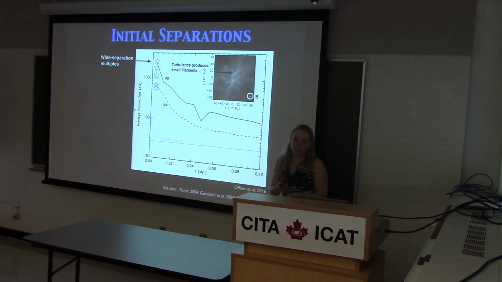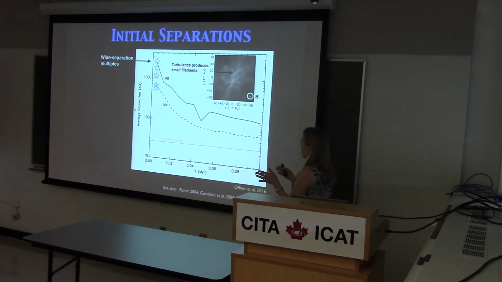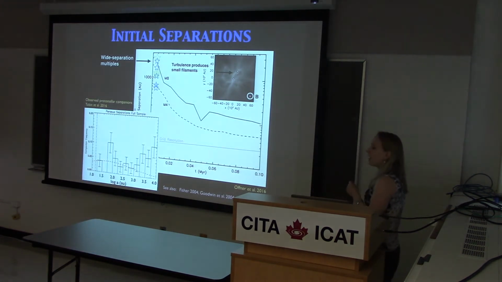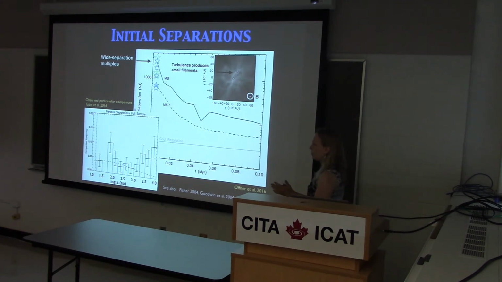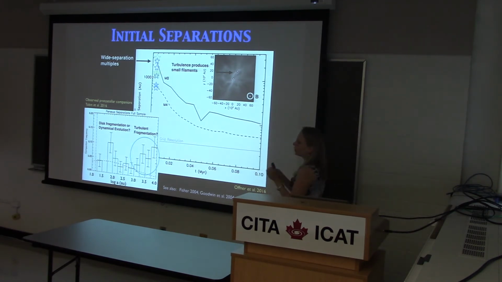An interesting result that Tobin published in this paper was the separation distribution. It's very clearly not a log normal. There are 2 peaks, very clearly. It seems like one of them is wide separation binaries, which seems very consistent with what we have here. The second one could either be dynamical evolution or disk fragmentation. So clearly there's something very interesting going on at early times.